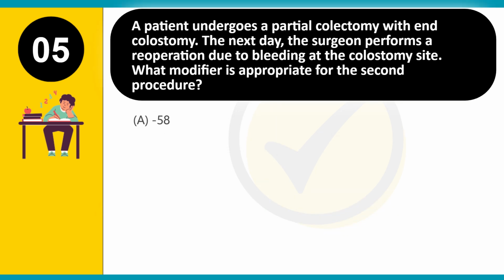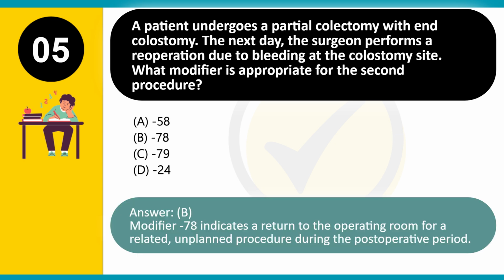A patient undergoes a partial colectomy with end colostomy. The next day, the surgeon performs a reoperation due to bleeding at the colostomy site. What modifier is appropriate for the second procedure? A. -58. B. -78. C. -79. D. -24. Answer, B. Modifier -78 indicates a return to the operating room for a related, unplanned procedure during the postoperative period.